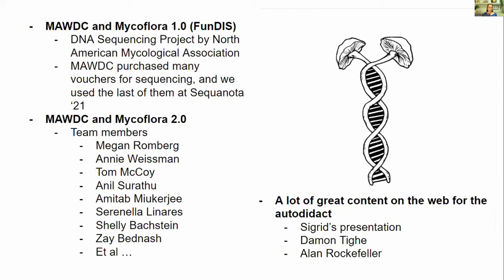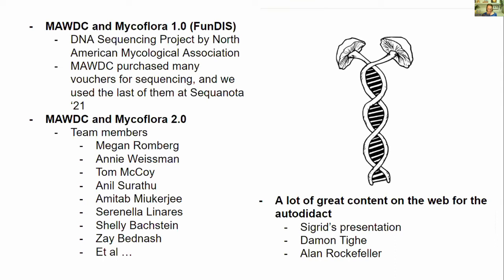So let me first introduce myself. I'm Tom McCoy. I've had a lot of different positions in the club over the years. And most recently, I have become the nominal head, air quotes, of the DNA sequencing group. I say nominal because I am easily the least knowledgeable person on the sequencing team, but that is changing rapidly. So let me give a little background on how we got to now.